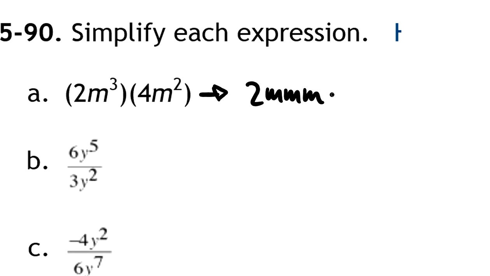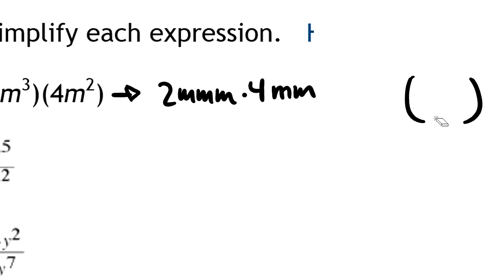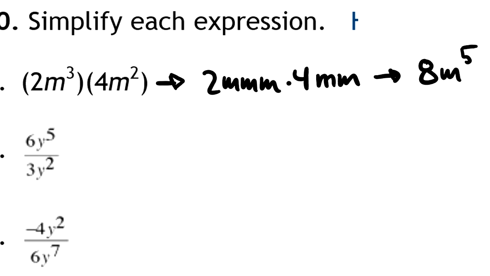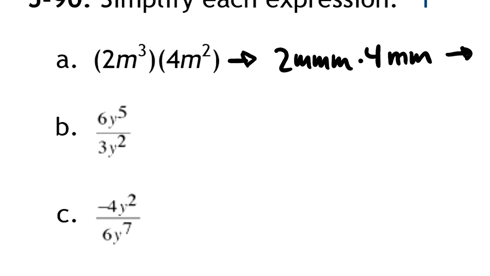And then we have a factor of 4, and then we have 2 additional factors of m. So m, m. And if I look at this numerically, I've got 2 times 4, which is 8. And if I count up the number of factors of m I have, there are 5 of them. So the answer here is 2 times 4, 8m to the 5th power. That's all that is. Let's take a look at b.